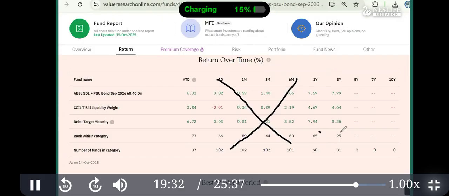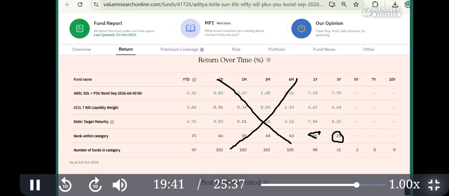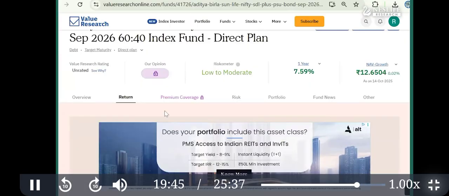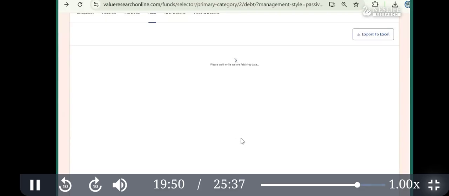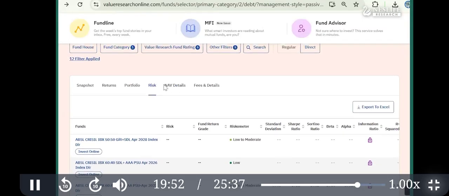So now this is 3 year. It is behind the category. That means as per return, it is not performing well. So return is also an important criterion. So this is not in our list because the return is less. Let's check someone which is giving good return in the 3 and 5 year category.